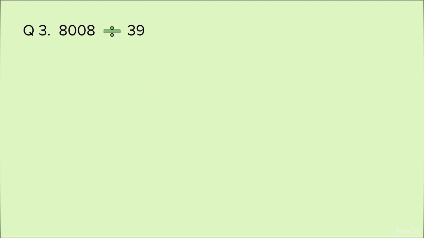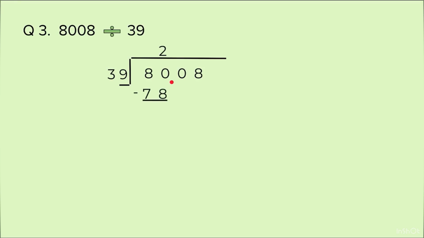Question 3. 8008 divided by 39. This question is a little different. Here, after bringing one digit down, you will realize that the number formed is still less than the divisor. Let us solve it and see what we do in such a case. We'll take the first two digits here, 80. It will go 2 times, 2 on top, 78 at the bottom. We subtract, we are left with 2. We bring down the next digit 2.